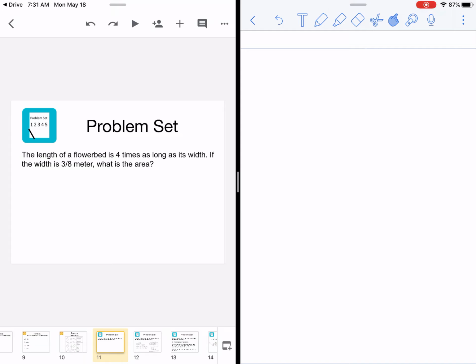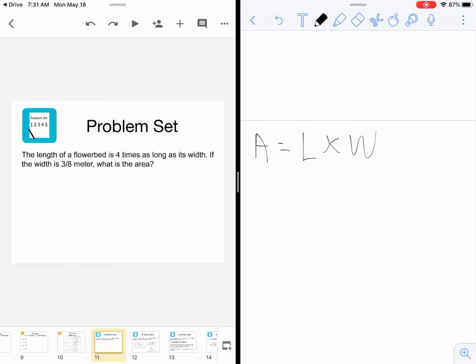The length of a flower bed is 4 times as long as its width. If the width is 3/8 meter, then what is the area? So remember, area is length times width. So we know what the width is, right? We know our width is 3/8. The length is 4 times the width. The length is 4 times 3/8.